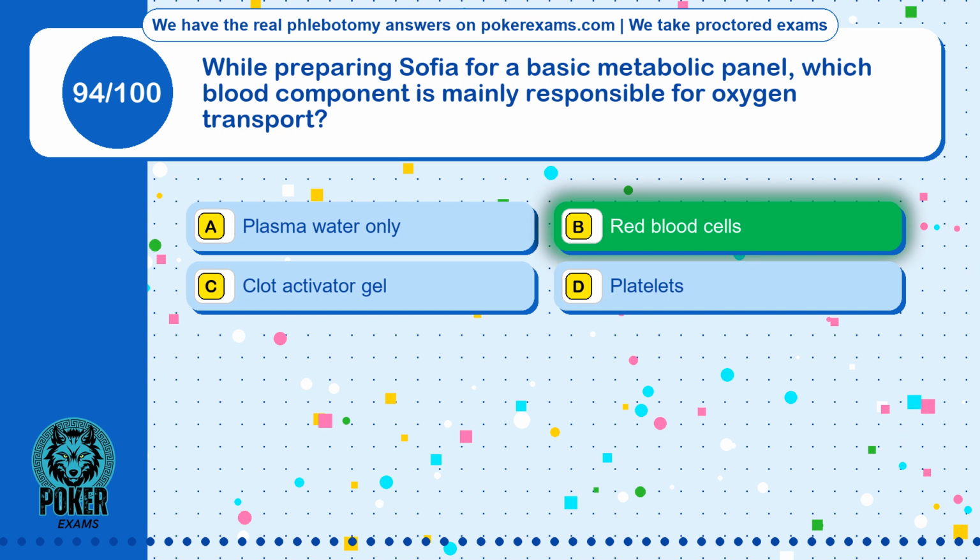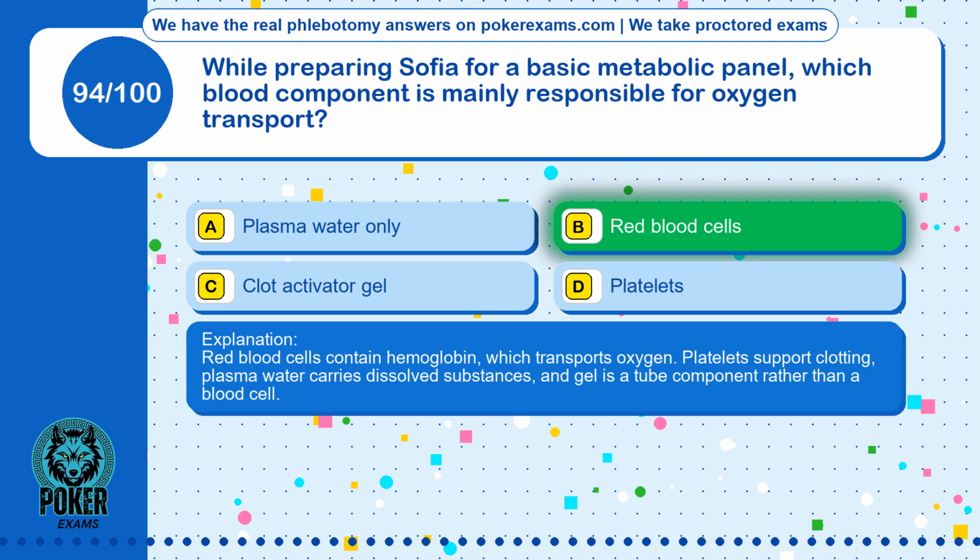Red blood cells. Red blood cells contain hemoglobin, which transports oxygen. Platelets support clotting, plasma water carries dissolved substances, and gel is a tube component rather than a blood cell.